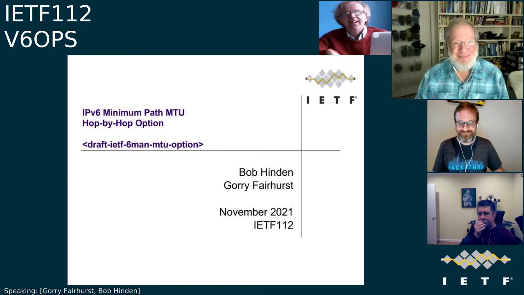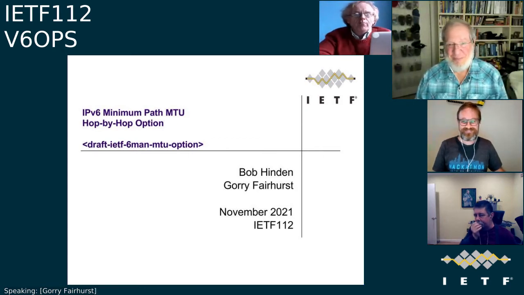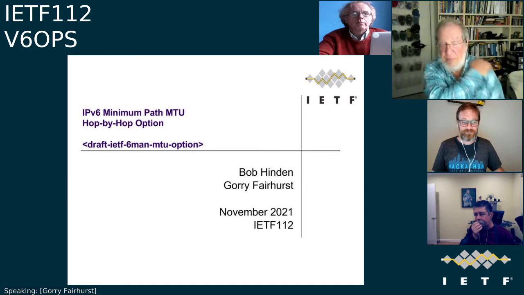Yes. Okay, so this is the IPv6 minimum path MTU hop-by-hop option. If you can pass the title slide, then you've probably already figured out what this is going to do. But let's move forward. Next slide, please.